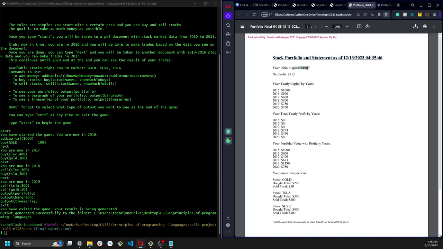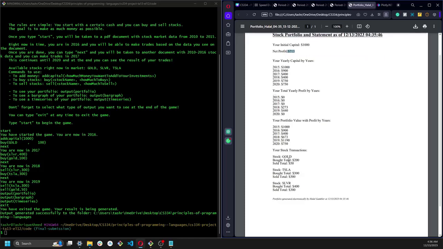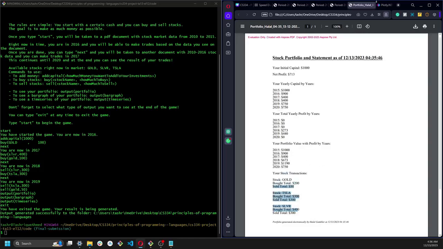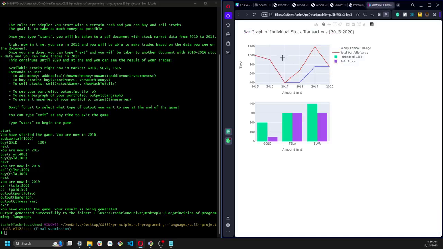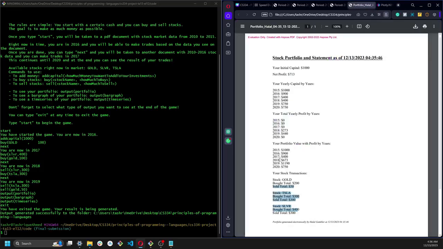I invested initially $1,000. I made a net profit of $713. These are the yearly capital changes, the profit I made every year, and the starting buying price and ending selling price of each of the stocks that I had. In the other one, we can see visual representations of how our stock values change every year, what the ending and beginning price were. So that's what we have for our output. That's the demo.